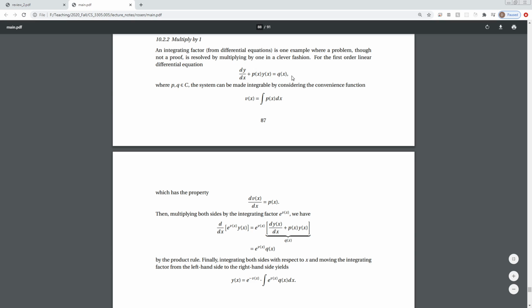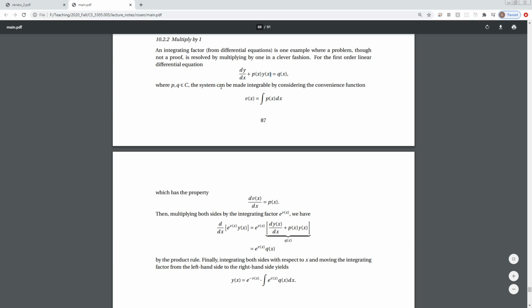So we have this first order linear differential equation, and it is the derivative of y with respect to x plus some non-homogeneous term, p of x times y of x equals q of x, and we're trying to solve for y of x. So how do we get there?